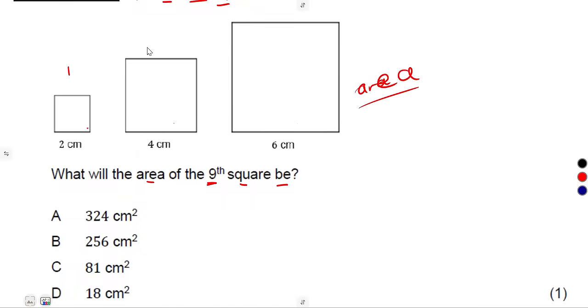The first square, the second square, the third square. Let's consider what is happening in terms of the area. Remember, area is side squared. So area, side squared, 2 times 2, which is 4 square centimeters. 4 squared, 16 square centimeters. 6 squared, 36 square centimeters. So you're saying the first square has area of 4, the second area of 16, the third area of 36, I mean. So what is the relationship in terms of the area?